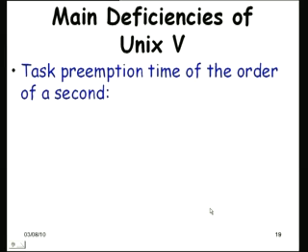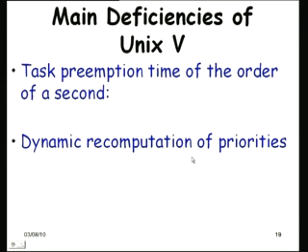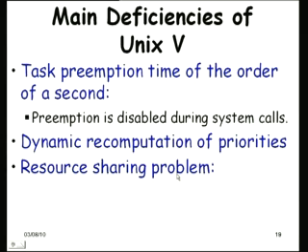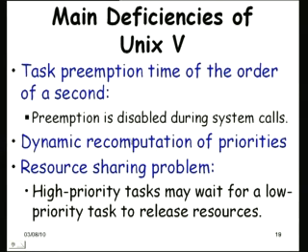So, the main deficiencies of Unix, if we summarize: one is that the task preemption time is of the order of a second. Then dynamic recomputation of priorities, and then we have the resource sharing problem. If a low priority process is holding the resource, then the higher priority process will keep on waiting for it. The task preemption time is of the order of a second, because preemption is disabled during system calls. There is dynamic recomputation of priorities, because the goal of a traditional operating system is to improve the average response time for tasks, rather than letting tasks meet their deadline. And the resource sharing problem is that a high priority task may wait for a low priority task to release its resources, and priority inversion can occur.